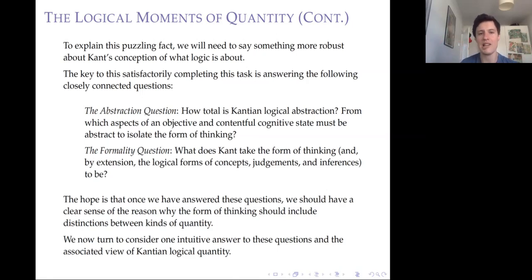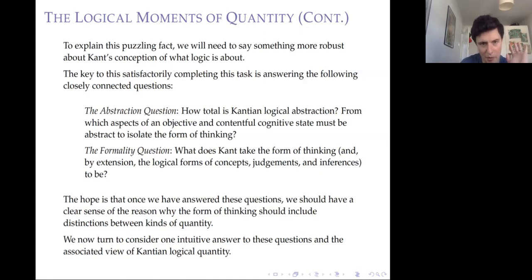In order to answer that question, we need to fundamentally answer the two central questions about Kant's logic. On the one hand, what does he mean when he says that logic abstracts from the content of cognition? More specifically, how total should we think of that abstraction as being? And secondly, and relatedly, what does Kant mean when he says that logic is formal? What is this form of thinking supposed to be? And how does this relate to the logical forms of concepts, judgments, and also inferences?